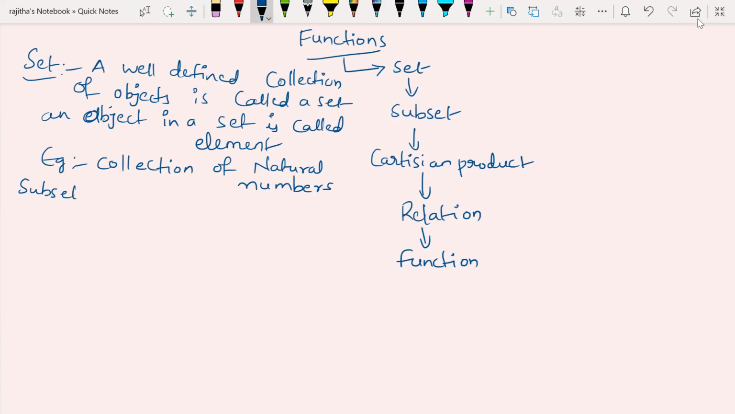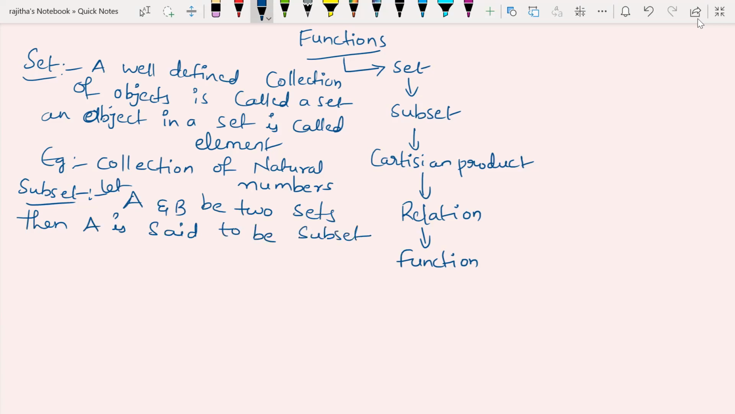Let A and B be two sets. Then A is said to be a subset of B if every element in A is an element in B. If every element in A is an element in B, then only A is a subset of B.